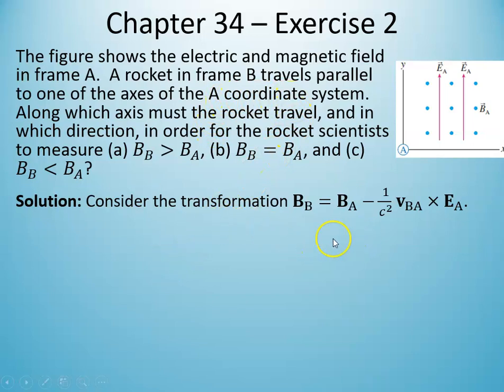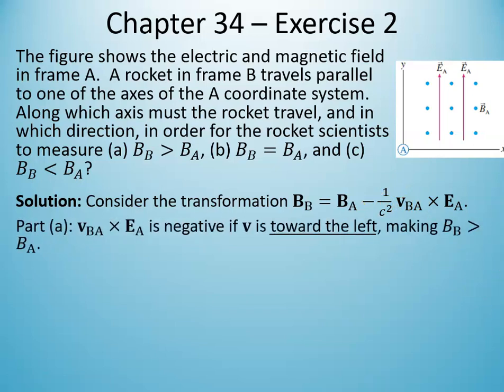So that equation says that the magnetic field measured in some new reference frame is equal to the magnetic field measured in another reference frame minus 1 over c squared times v cross E, where E is the electric field according to the old reference frame, and v is the velocity of the new reference frame as measured in the old reference frame. And we have that 1 over c squared factor in there as well.